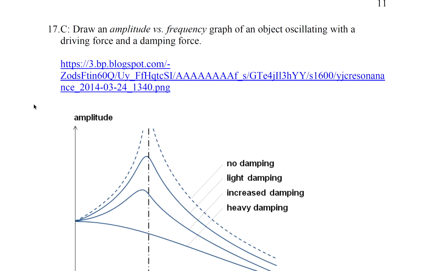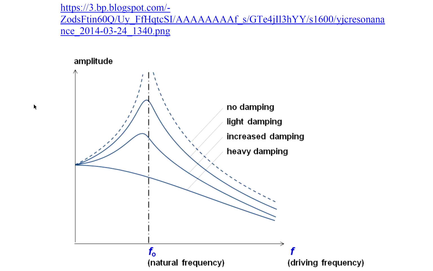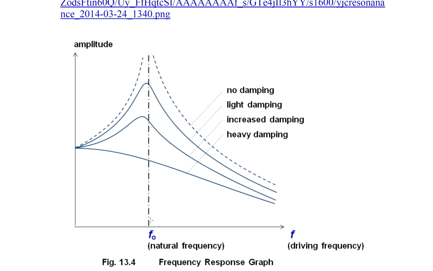Question 17. Draw an amplitude versus frequency graph of an object oscillating with a driving force and a damping force. So here we could see if we're pushing with the natural frequency and there's no damping, we're going to get infinite amplitude. The object is going to oscillate more and more and more. If there's light damping, then you could see the amplitude peak shifts a bit to the left of the natural frequency. If there's more damping, you could see the maximum shifts a little bit more.